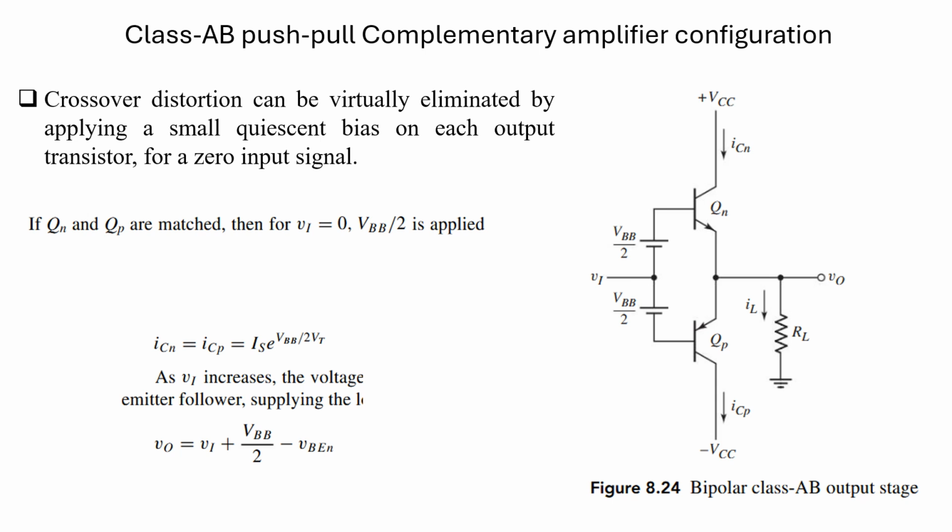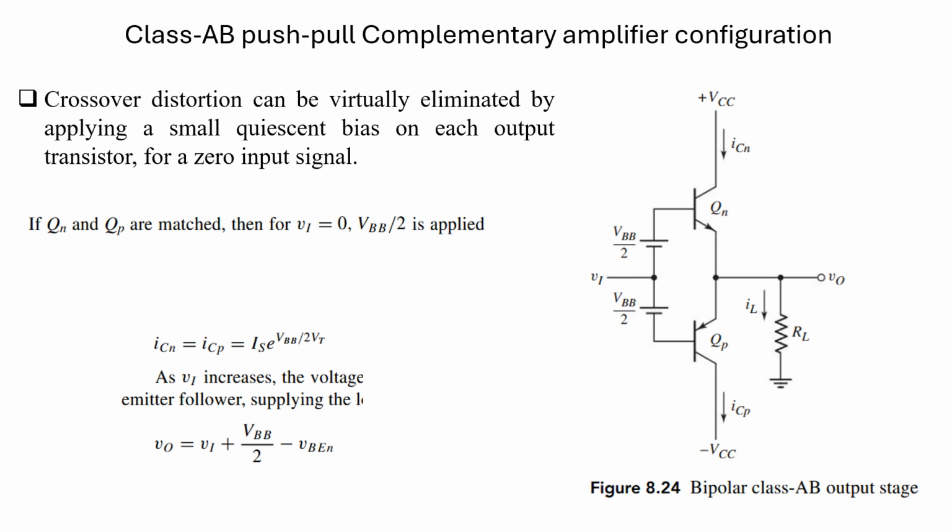So why are we doing that? Because crossover distortion can be eliminated by applying a small quiescent bias on each output transistor for a zero input signal. So this is the advantage over class A. And if QN and QP are matched, then the input voltage that we are supplying, that is VI, will be divided by 2, and it appears as if VBB divided by 2 is applied. If both are the same, then ICN and ICP we can calculate, and both of them will be equal.